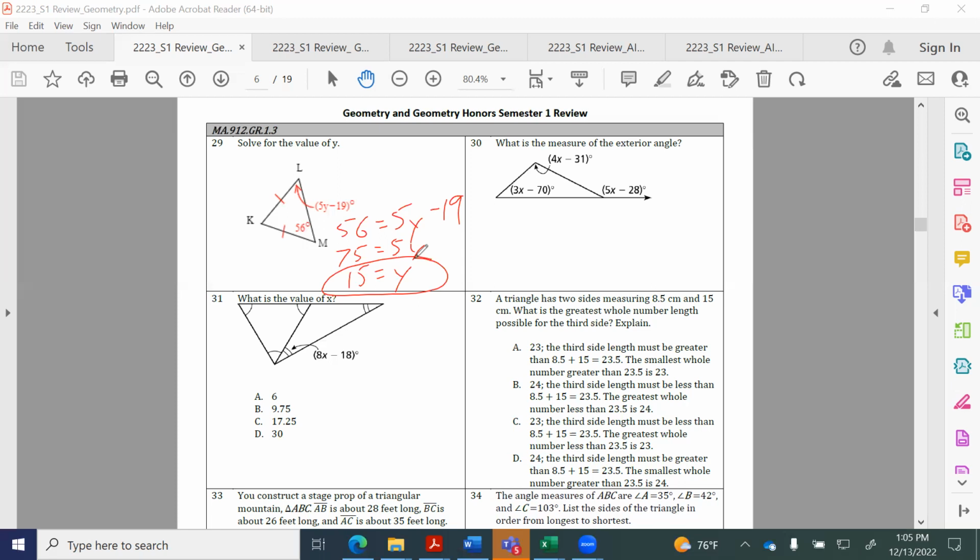Okay. On 30, these two are remote interior angles. This is our exterior angle. So our exterior angle is equal to our two remote interior angles. They also refer to these as our non-adjacent interior angles. So add these two together. Again, adding these two to equal this one. So 4x and 3x is 7x. Negative 31 and negative 70 is negative 107.